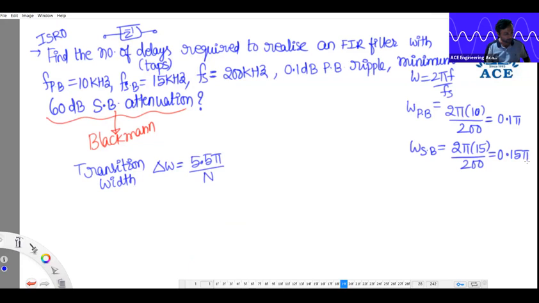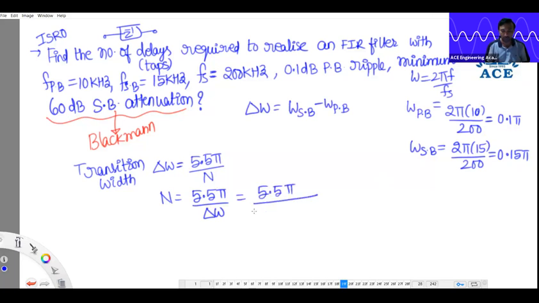After that, what is the difference? Del omega is what? N is 5.5 pi divided by del omega. Del omega meaning is what, sir? Passband to stop band gap. Omega SB minus omega PB. So 5.5 pi divided by 0.15 pi minus 0.1 pi. That is 110. 110 delays are needed.